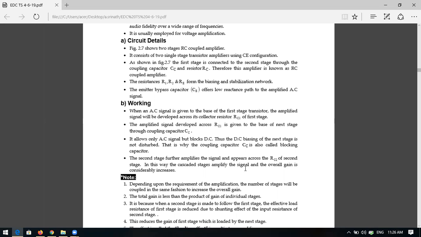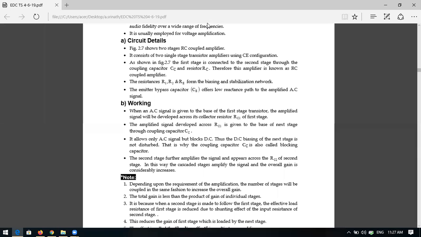The output will be collected at the RC1 of the first stage. And then the amplified signal developed across RC1 is given to the base of the next stage through coupling capacitor CC. So we already discussed that. The configuration given here is an RC network, an RC configuration. In the RC configuration, we have resistors as well as the coupling capacitor CC, and the coupling capacitor will couple the first stage output to the second stage.